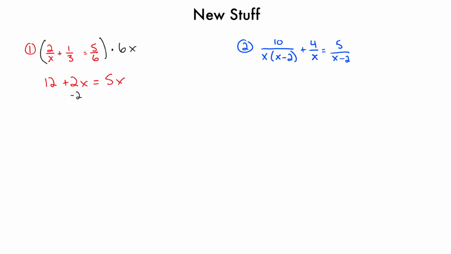Subtract the 2x from both sides. And you get 12 is equal to 3x. Divide by 3. Divide by 3. x equals 4. Thumbs up. You guys good with this? Because I made the same mistake again. I will tell you what the mistake is on the next problem, but I want to give you all a chance.